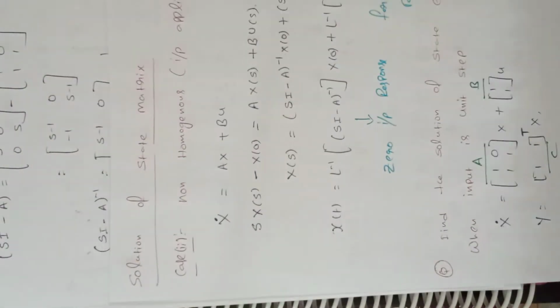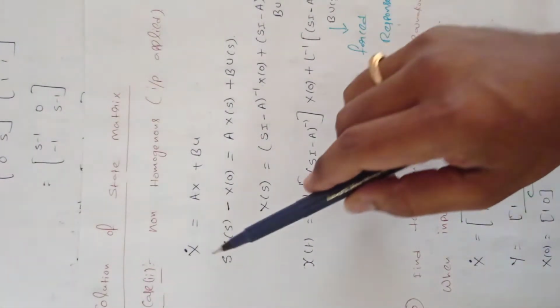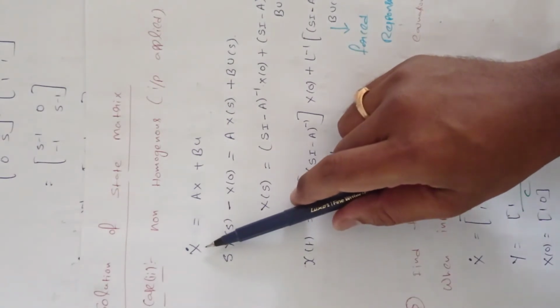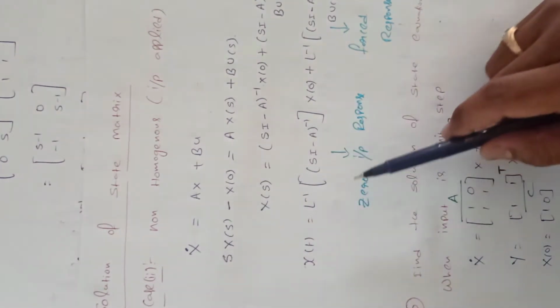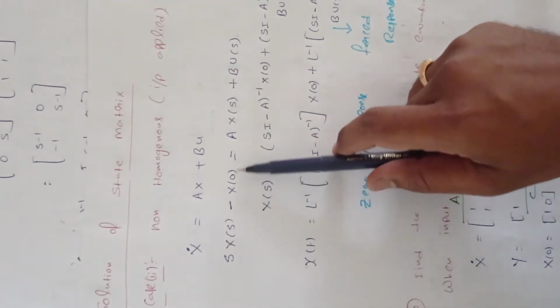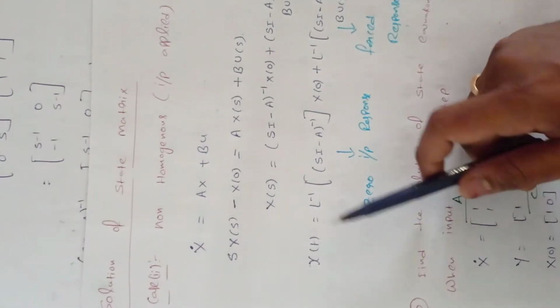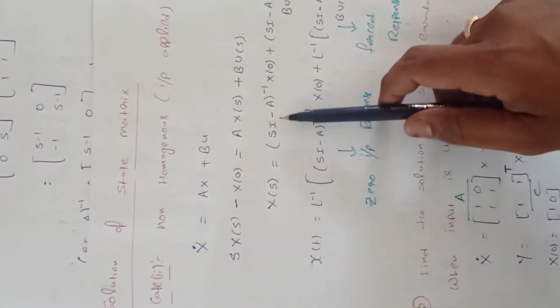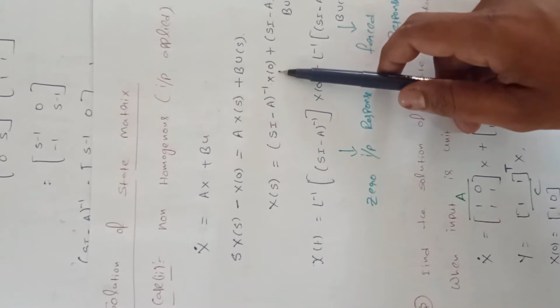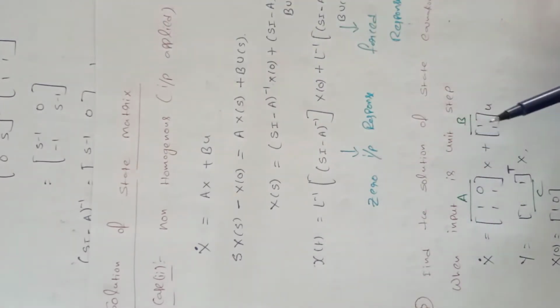Okay, and the next one was the solution for the state equation for case 2, that is a non-homogeneous system, where the input is applied. In that case, x dot equal to ax plus bu. If you apply the Laplace transform, s into x of s minus x of 0 equal to a into x of s plus b into u of s. So do the same thing: x of s equal to si minus a whole inverse into x0 plus si minus a whole inverse into b into u of s.